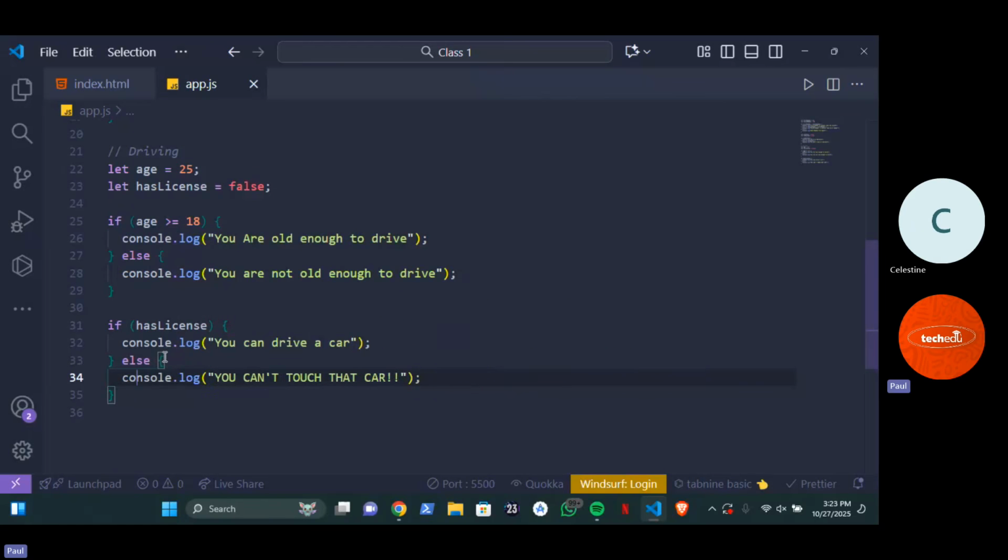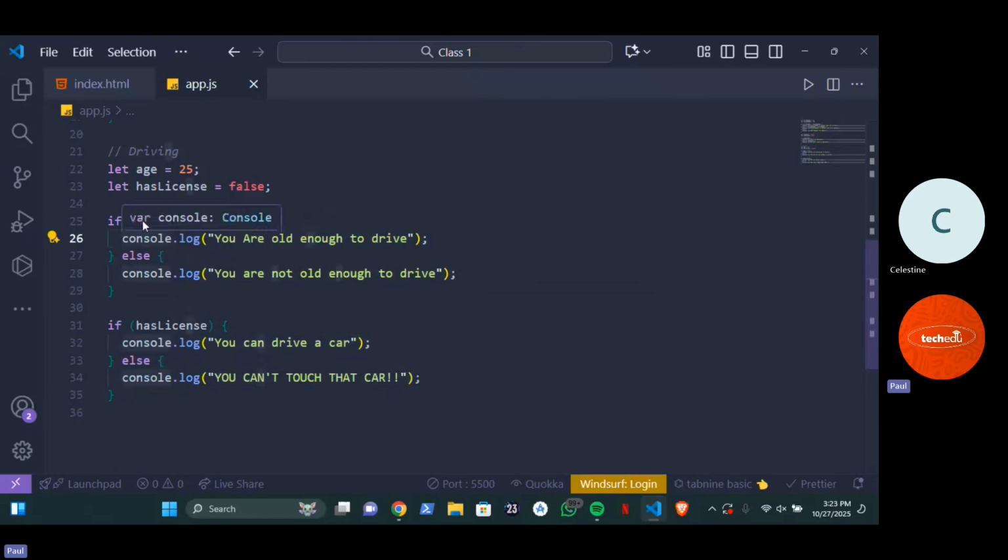Now, what have you just done? We created two separate conditional blocks, isn't it? The first one checks for what? Age. The second one checks for what? License. Do you understand it now?